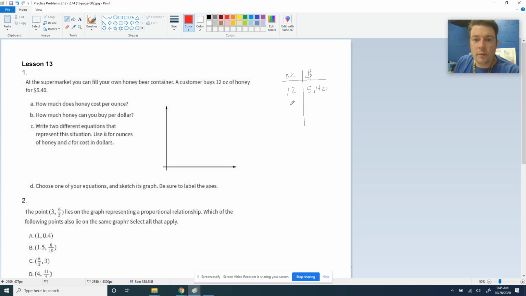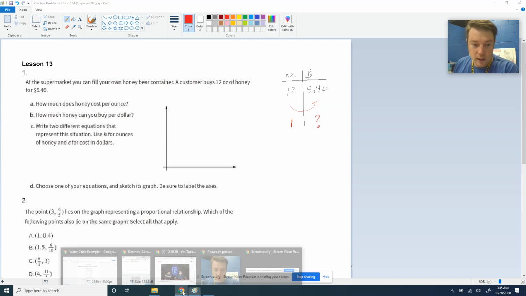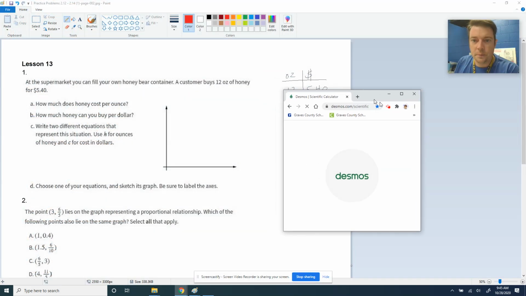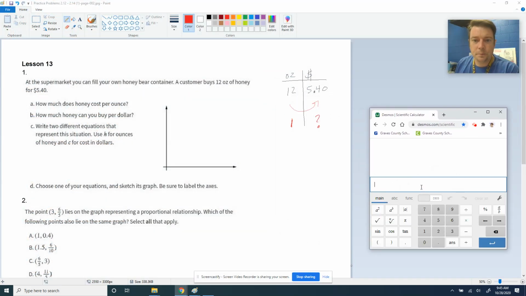We'll hold off on that for a second. We can find out what gets us back and forth. But before we jump into that, let's look at the question. How much does honey cost per ounce? So that would be if I bought one, what is the price? It probably would be a good idea right now to find out what that constant of proportionality is. Let's use our Desmos calculator. I'll drive it over here.